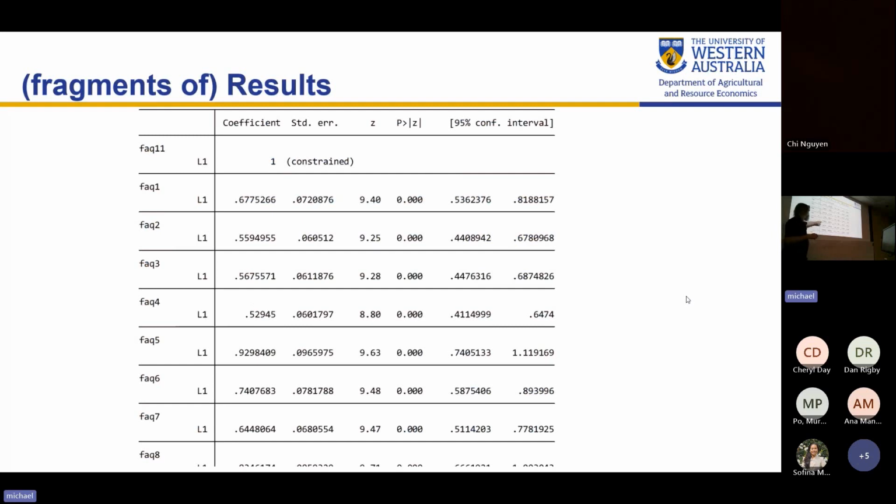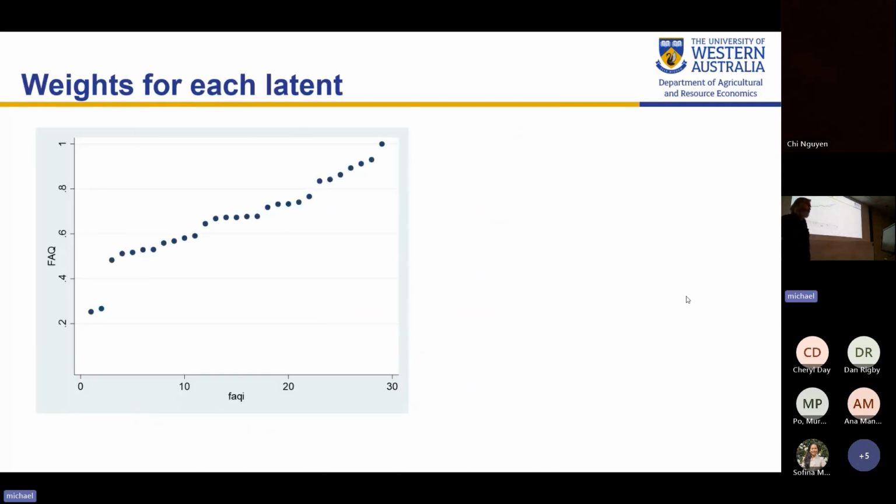FAC 5 is also quite close to 1, but there are some which are starting to move quite a long way away. And rather than plow through tables, let's do a graph. So this is the one for FAC. The one with the biggest weight is normalized to 1, and now this is the relative weight that's attached to all the other questions. I've just ordered it so you get the nice pattern.